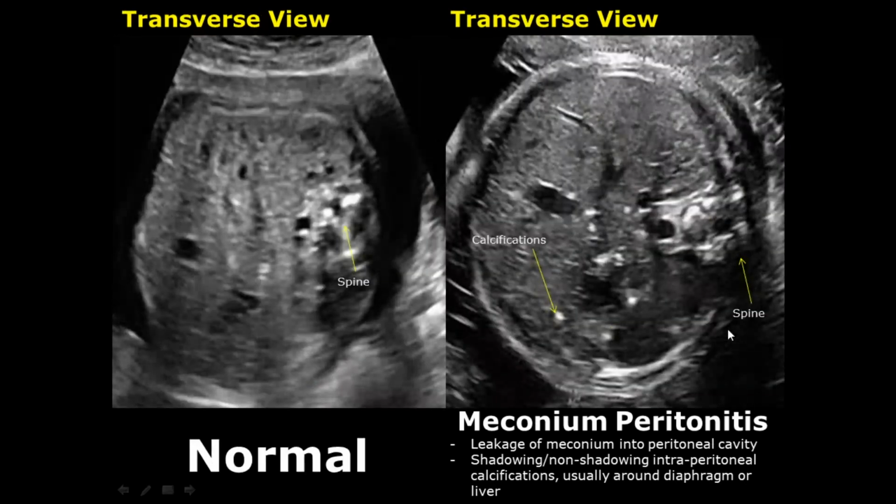Here we have a transverse view of meconium peritonitis showing calcifications. Now these calcifications can be shadowing or non-shadowing.